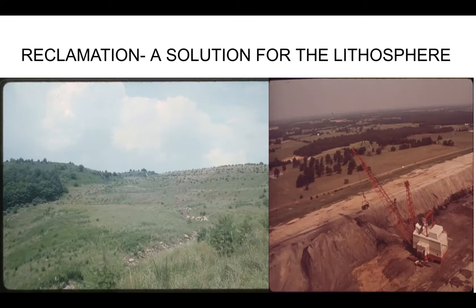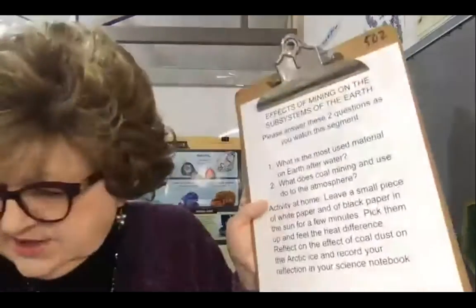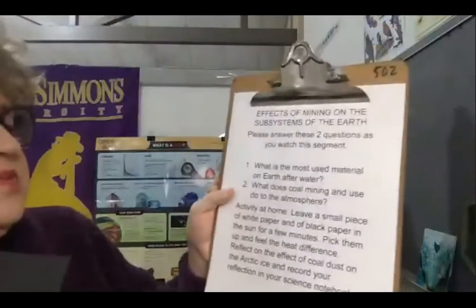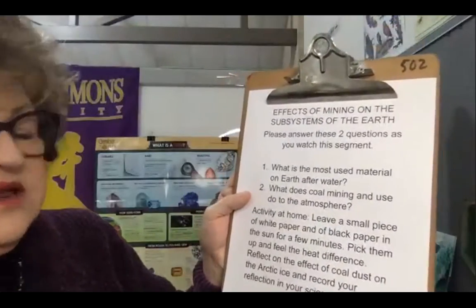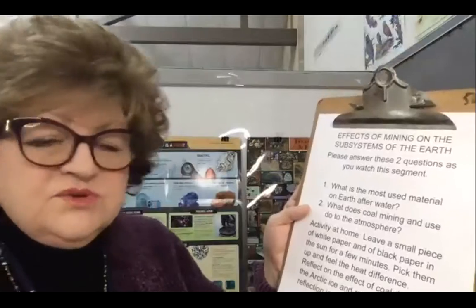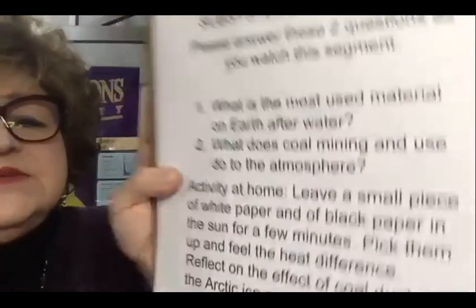So I'm going to stop sharing my screen. I'm out of time, and I'm going to give you a little challenge. Get a little piece of white paper and a little piece of dark paper and leave them in the sun for a few minutes, and then pick them up and feel the heat difference. You'll be able to tell. I want you to reflect on the effect of coal dust on Arctic ice and record your reflection in your science notebook. So that's that.